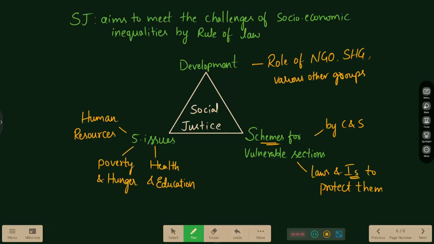If we can quickly revise the social justice syllabus. One is related to development. What is the role of NGOs, SHGs, other associations and groups in the development process of the country? Then you need to know the various welfare schemes enacted by the Centre as well as states, and other mechanisms, laws and institutions you need to know who are working for the betterment and protection of the vulnerable sections.